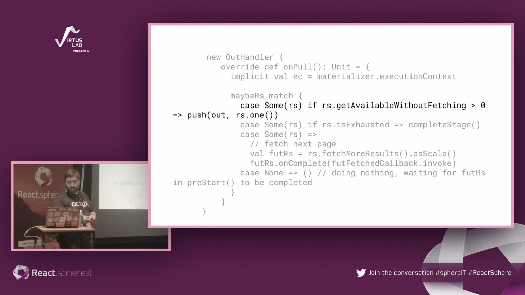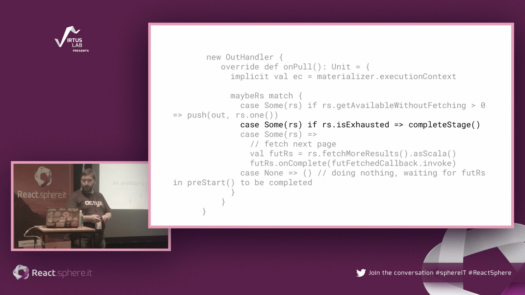So let's say maybe rs is something. So we actually got an rs, so some data on the inside. Then what we can do, if rs has some data and we don't need to fetch it, then just push it to the output of this fancy stage. So I have data, let's push it. That's if I have the data buffered. If there's no more data to come from Cassandra, then I'm done. Let's complete the stage and finish the operation.